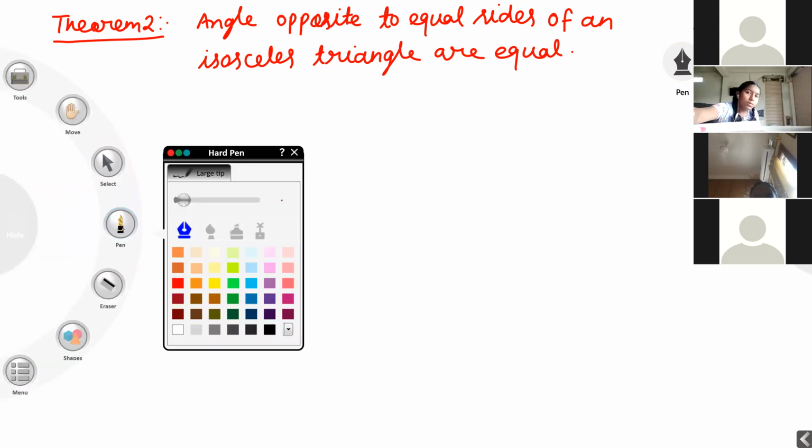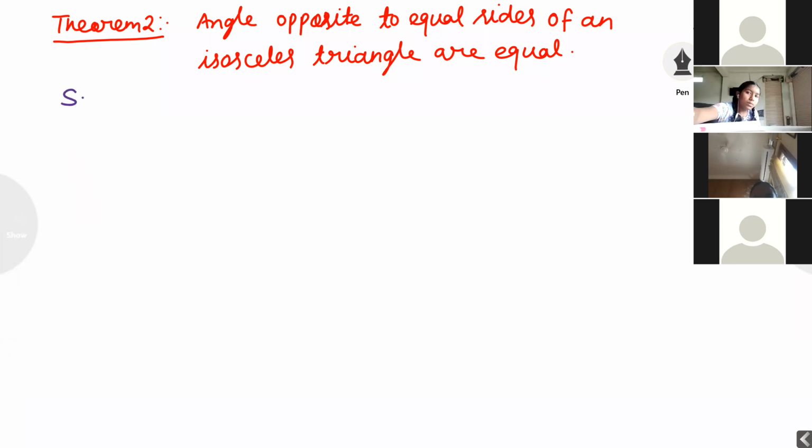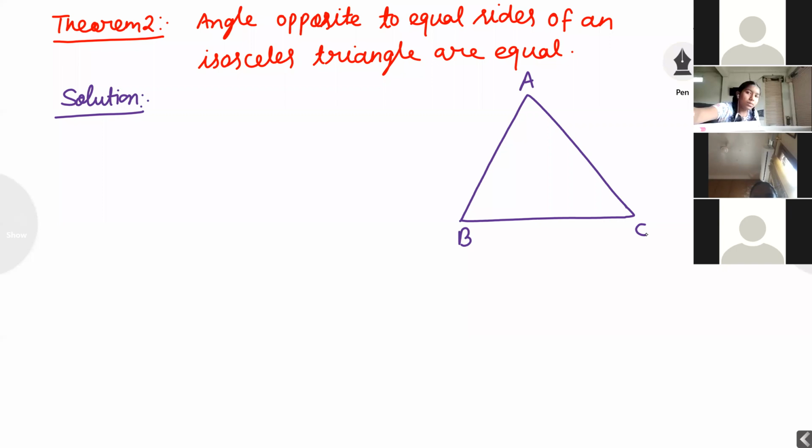Students, if they give a theorem in the exam, they will never give the figure. Then you need to draw the figure by yourself. Firstly, in this question, he has given an isosceles triangle. We want to draw one isosceles triangle. Suppose this triangle is named ABC. I am taking AB equal to AC.